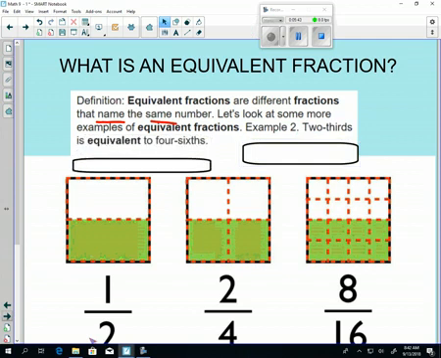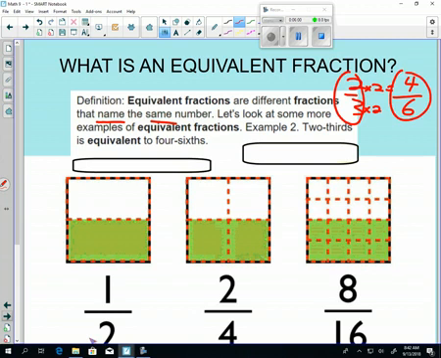2/3 and 4/6. So writing it like this, 2 over 3 and 4 over 6. They're equivalent because if I multiply this by 2 and this by 2, I get 4 here and I get 6 there. So that means they're equivalent. Or if I took 4 over 6 and divided by 2 and divided by 2, I can simplify it to 2 over 3. So that makes that equivalent. Okay?